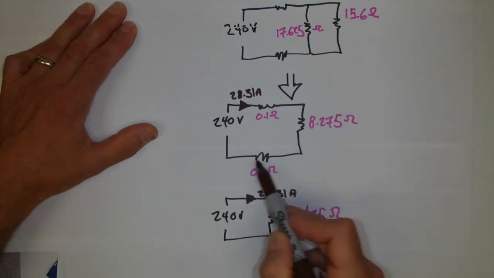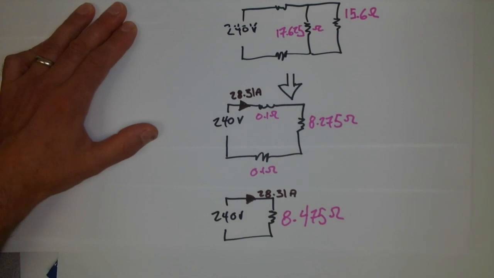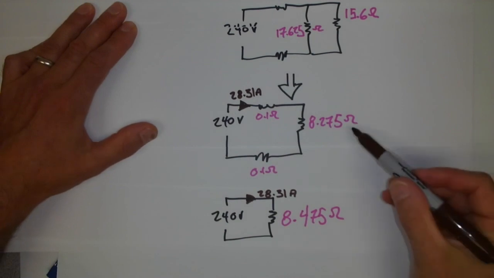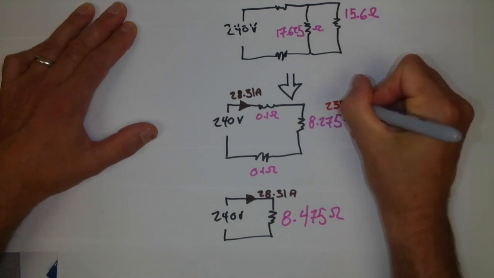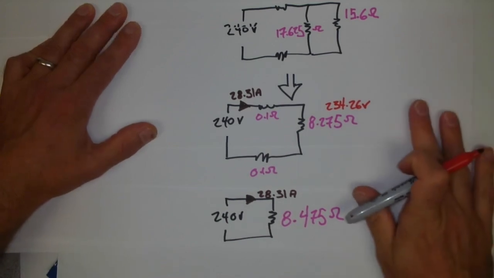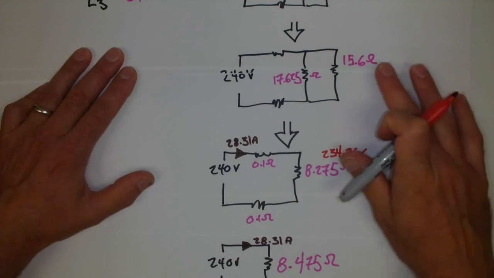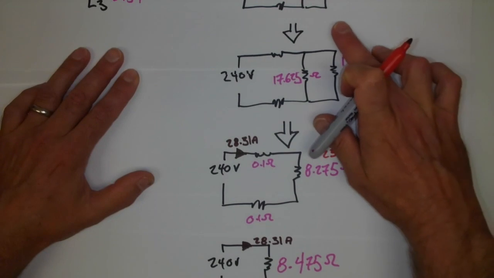It's a series circuit. Let's calculate the voltage across this 8.275 ohm resistor. That would be simply Ohm's law. E is equal to I times R. So 28.31 times 8.275 gives me a voltage across this particular item of exactly 234.26 volts. Okay, well that's good. Let's move back up the chain then, because really what we need to know is the voltage across each one of our individual loads.